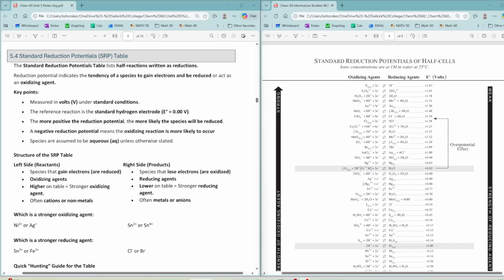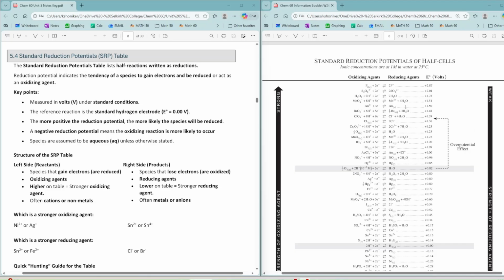All right, now that we are solid on our oxidation numbers, we're going to switch to another idea, which is standard reduction potentials. Standard reduction potentials are listed in a table of all the half reactions written as reductions.